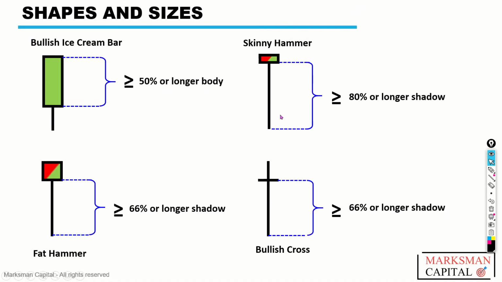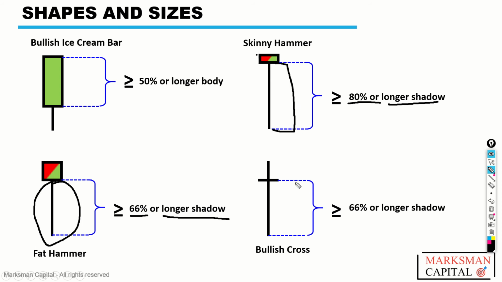And what are the shapes and sizes? We have covered bullish ice cream bar earlier, and let's go to the fat hammer. And this is where we mentioned just now it was supposed to be about 66% or longer lower shadow, right, of the entire candle range. And if it's a skinny hammer, it could be around 80% or longer of the entire range of the candle right here. And if it is a bullish cross, you might find it around 66% or longer on the lower shadow part.